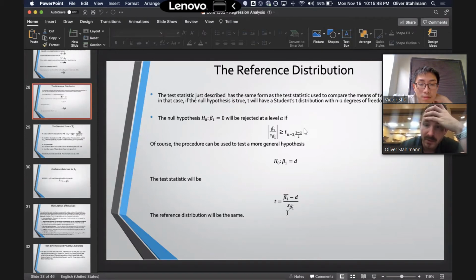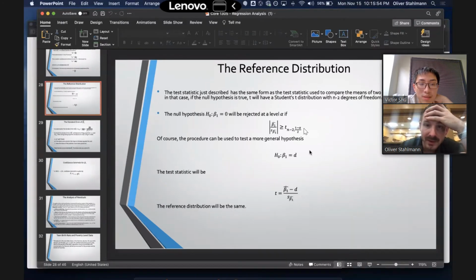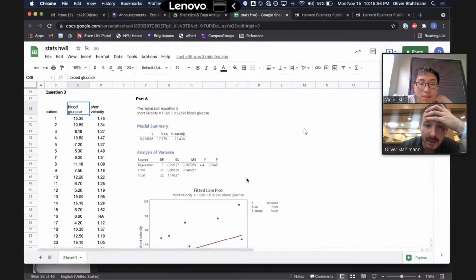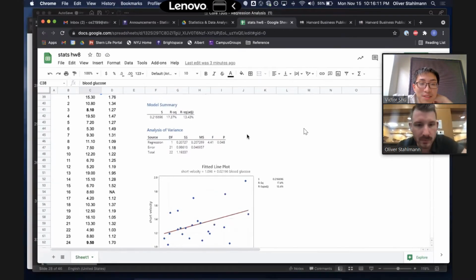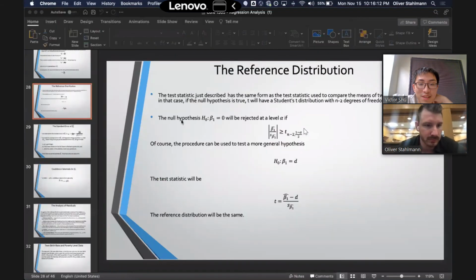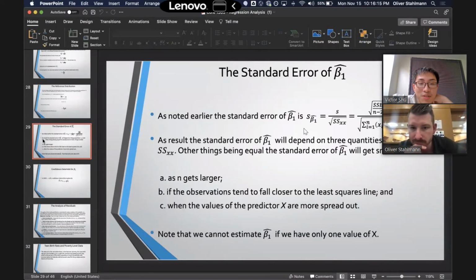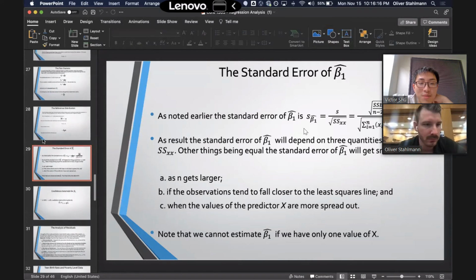Minus 0 over the, what is that? This is the standard error of B1 hat. You don't have that parameter directly from Minitab. You have to calculate it by yourself. Just look at the previous slides. Yeah, it has the formula.